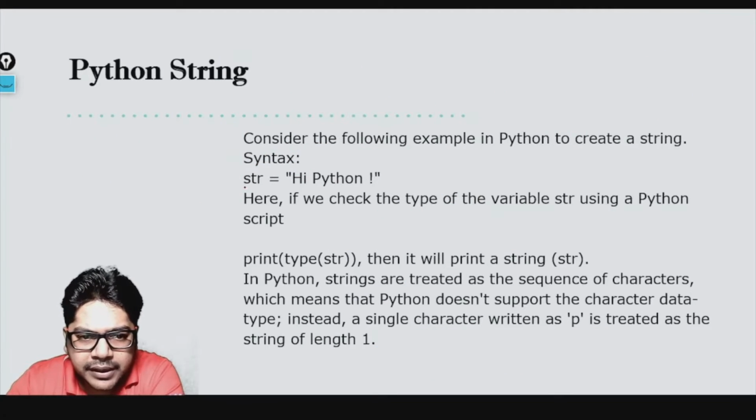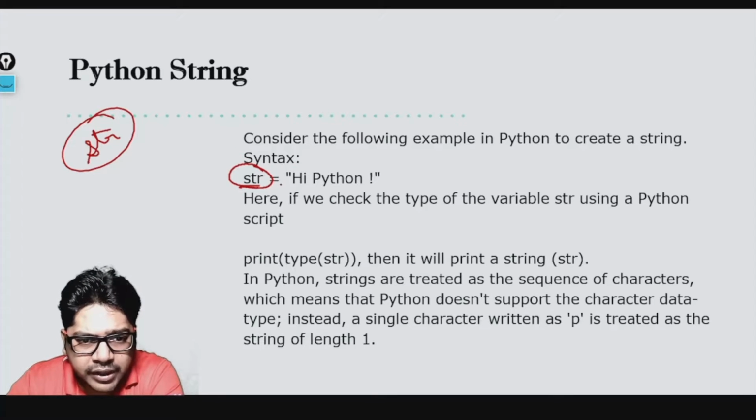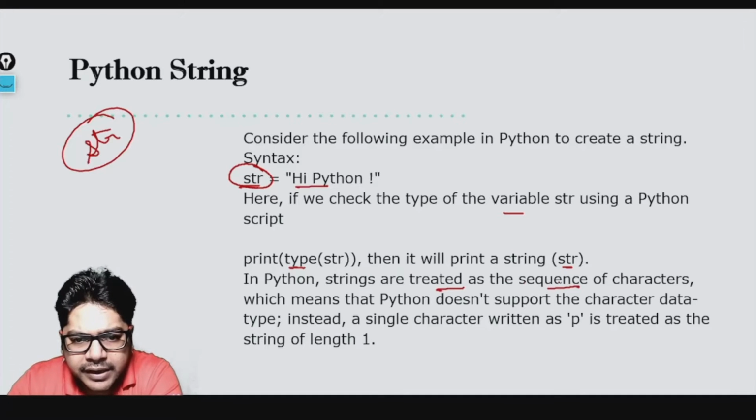Let us have an example here. Like str, I'll say that we should not use this as a variable name because str is a keyword in Python. So we should avoid using a keyword as a variable name. If I write str equal to hi Python, and check the type of the variable using the type function, we can see that it gives us class str. In Python, strings are treated as sequences of characters, which means Python does not support a character data type. Instead, a single character written as p is treated as a string of length 1.